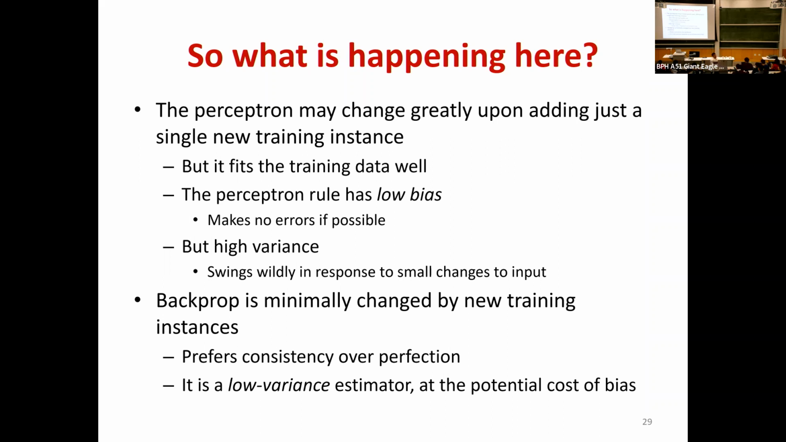So in jargon terms, the perceptron learning rule has no bias. It always finds the correct answer, but it has a high variance. The answer swings by changing just one point. Whereas minimizing the loss has a bias. It will often miss the answer, but it has low variance. You're not going to be able to make it swing by just adding one data point.